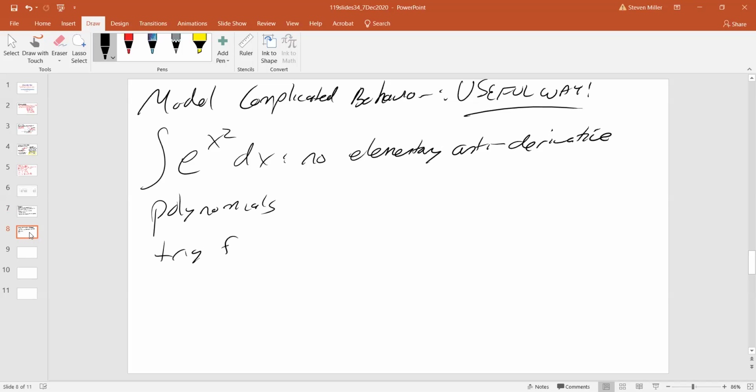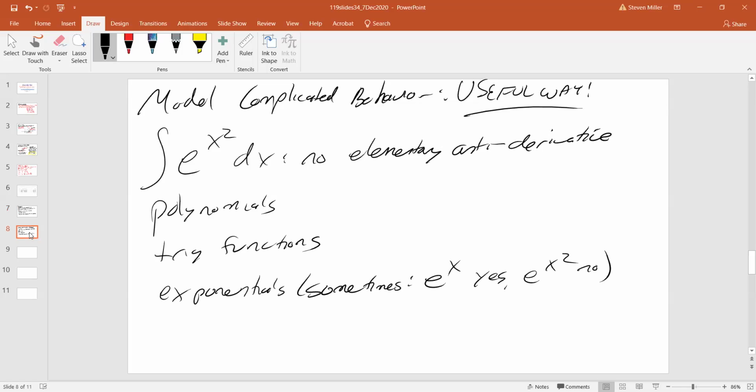Trig functions. Exponentials, sometimes. Things like e to the x are okay, e to the x squared is not.